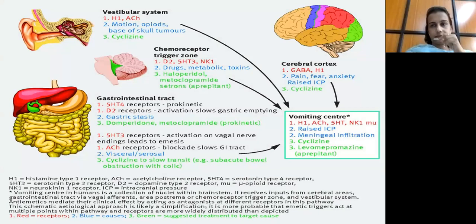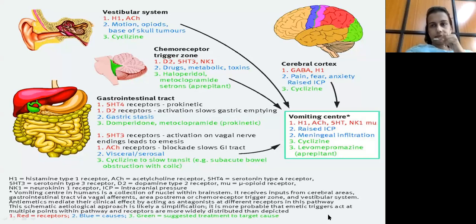Okay, this is the one slide which is important to understand when we go into the details about managing. If you're able to keep this in mind, we might be able to manage all the symptoms. Starting from the top, the vestibular system. All the things written in red are the receptors present in each area. As I mentioned when talking about the vestibular system, the receptors are H1 histamine and acetylcholine.